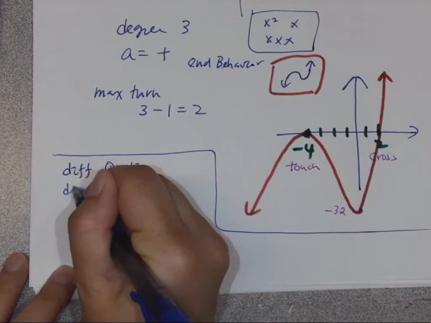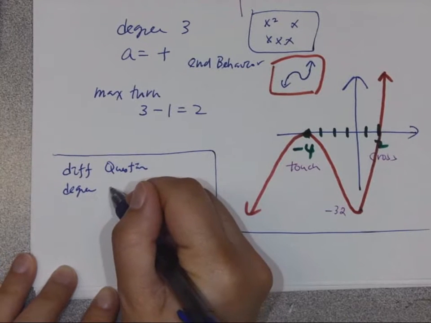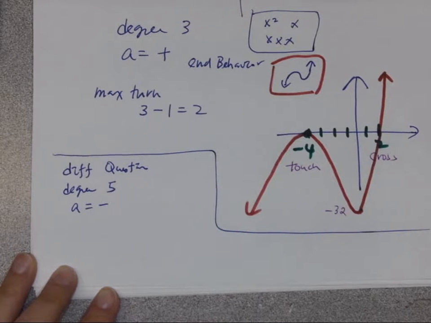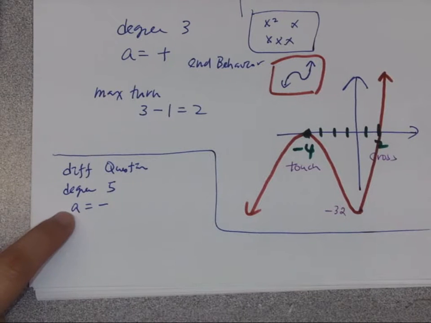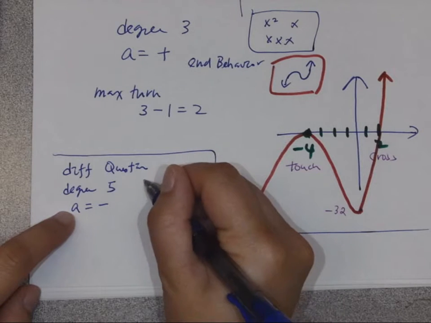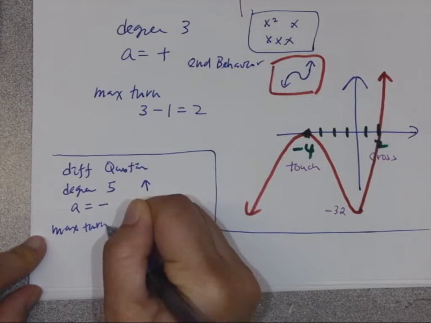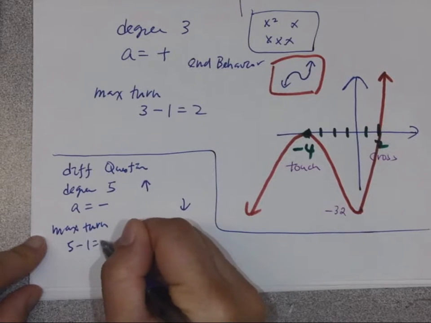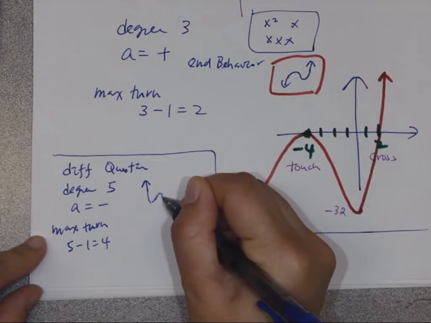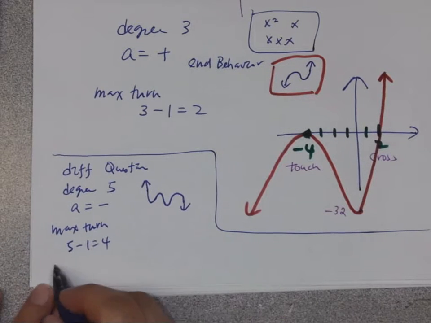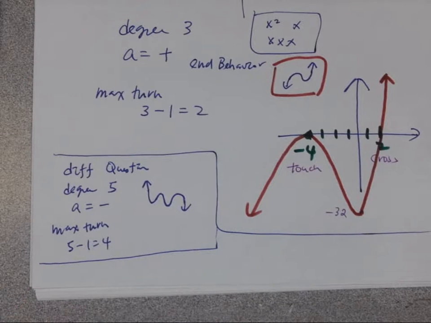So something slightly different from a different question, if it's a degree, say 5, and then a is negative, so again it's odd, right? Odd leading power is going to be one side up and one side down. With a negative, which side up? The left side up and right side down. What is the maximum turn? It's going to be 5 minus 1 equal to 4, so it's going to be like 1, 2, 3, 4, like that. Is it okay? So this is the odd with the a equal to negative.